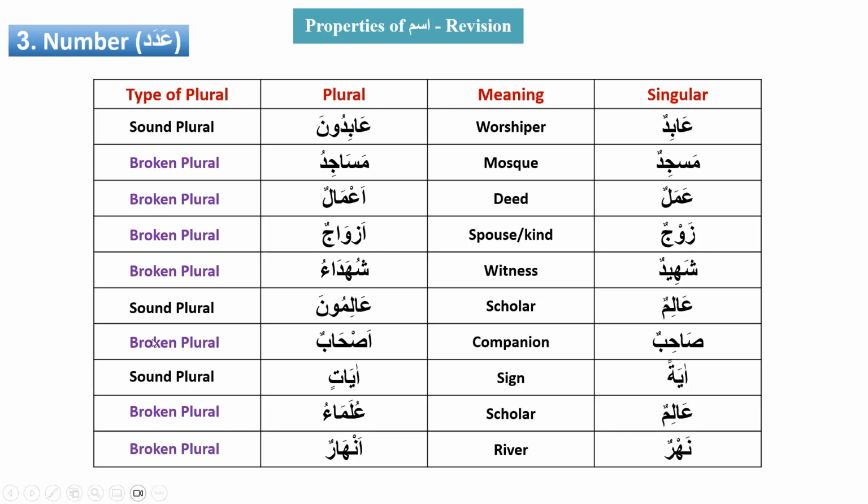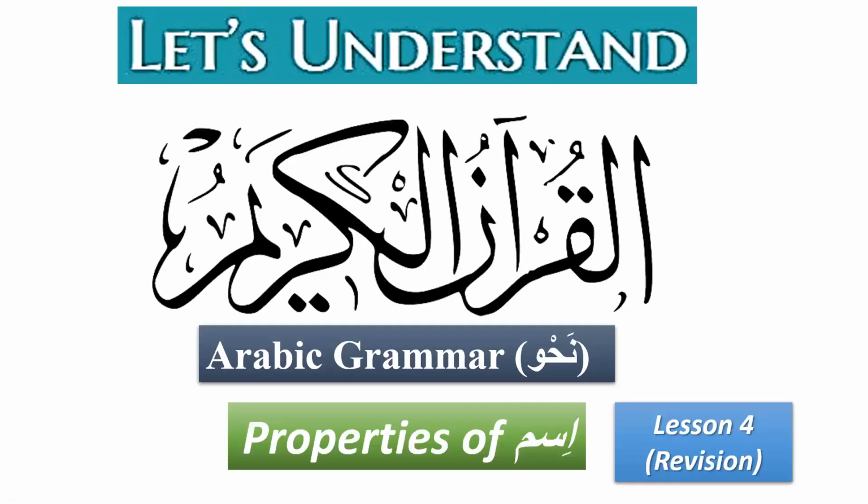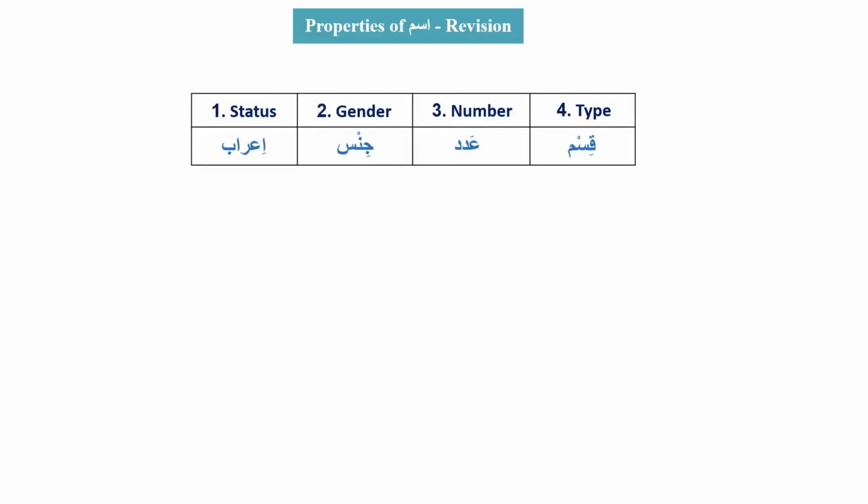So identifying the broken plurals comes with experience, because they look like singular to you, because they don't have an ending sound to help you. Good. So we are done with adad, third property of ism. And now we are going to learn the fourth property of ism, which is qism.